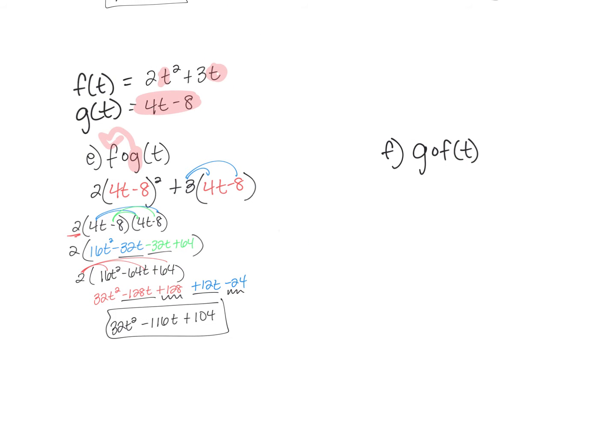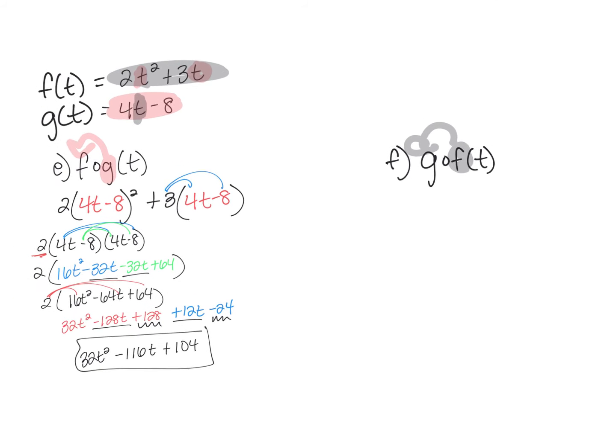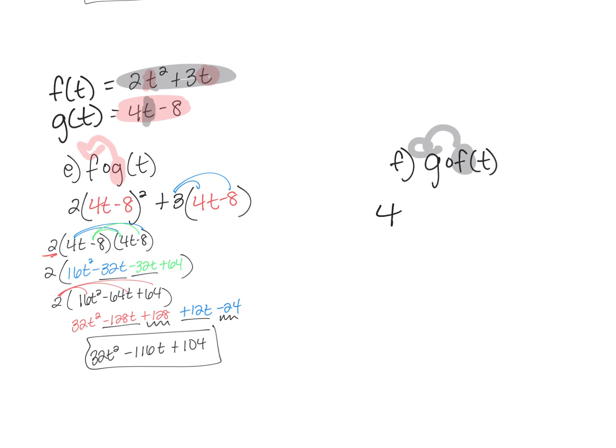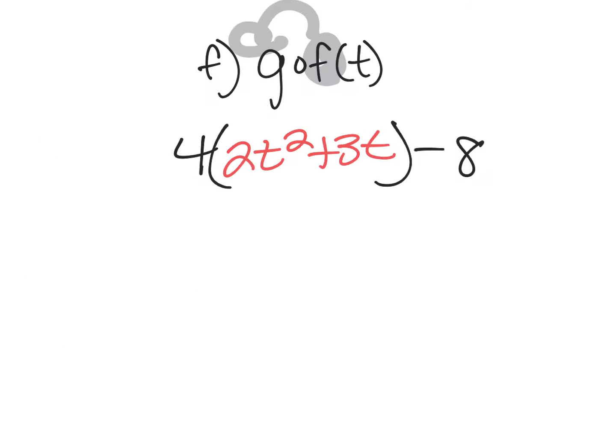Okay, so this time we're plugging in the F into the G. So taking this whole F and plugging it in for that G. This one is definitely going to be easier. So I have 4 times 2t squared. Oops, I'm changing colors. I'm trying to be good with my color coding on this. So 2t squared plus 3t. And then I have a minus 8 that I need to drop down.